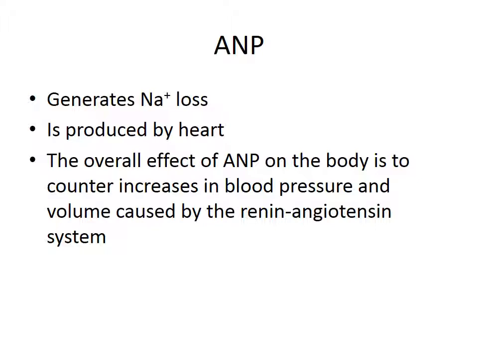So ANP will generate sodium ion loss. It is produced by the heart. The overall effect of ANP on the body is to counter increases in blood pressure and volume caused by the RAAS system.